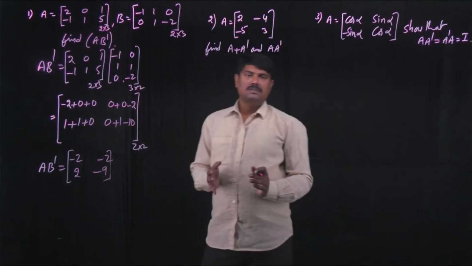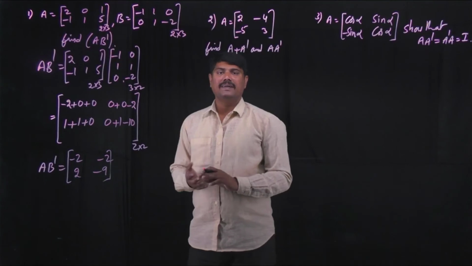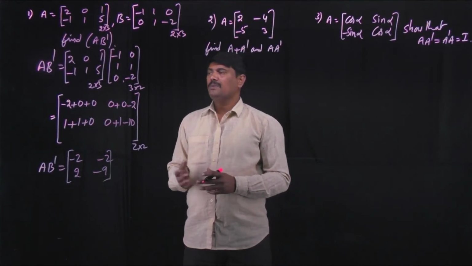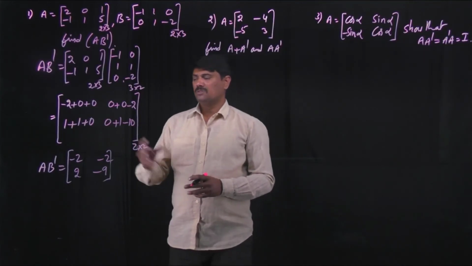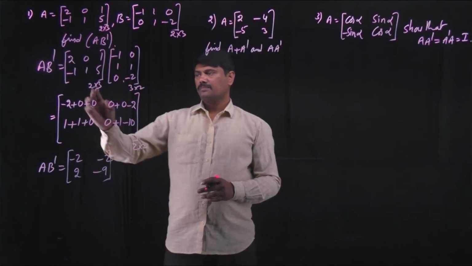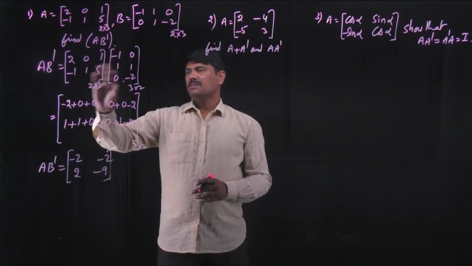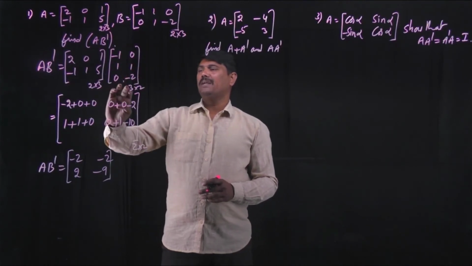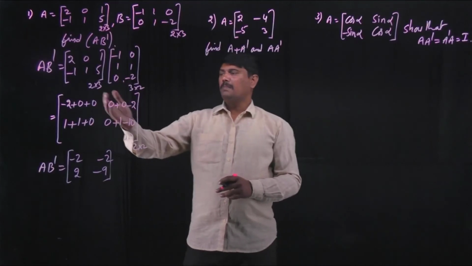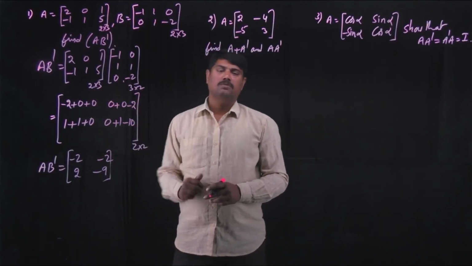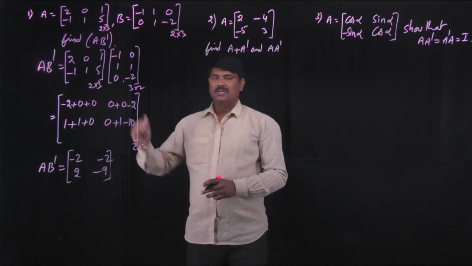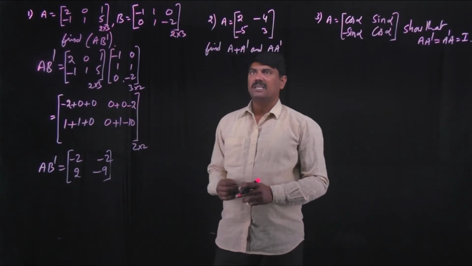So using the transpose concept, addition and multiplication, which we already learned previously, you have to do the problem. So this is A into B dash. First transpose B to get B dash, converting rows into columns. Multiplication of a 2 by 3 matrix and a 3 by 2 matrix results in a 2 by 2 matrix. Use the multiplication process, rows multiplied with columns, and you will get the answer.